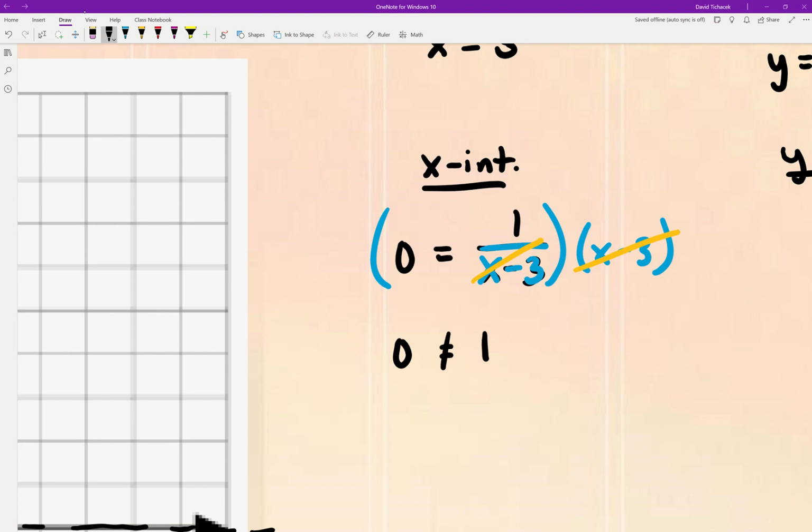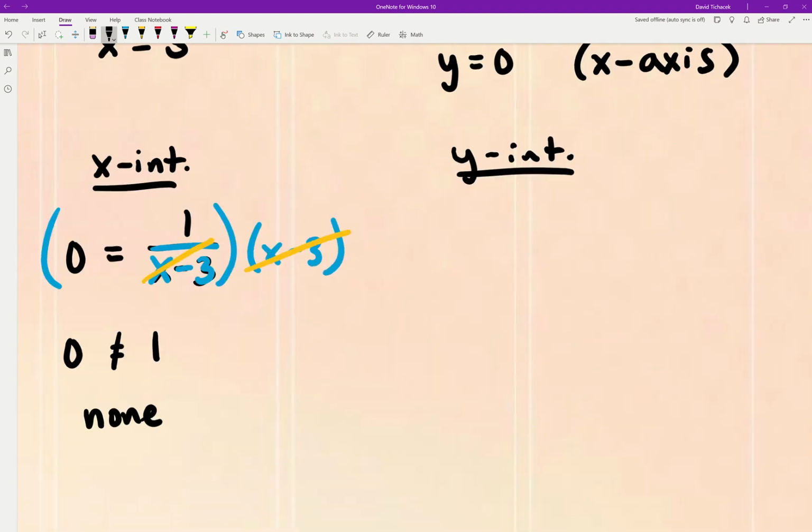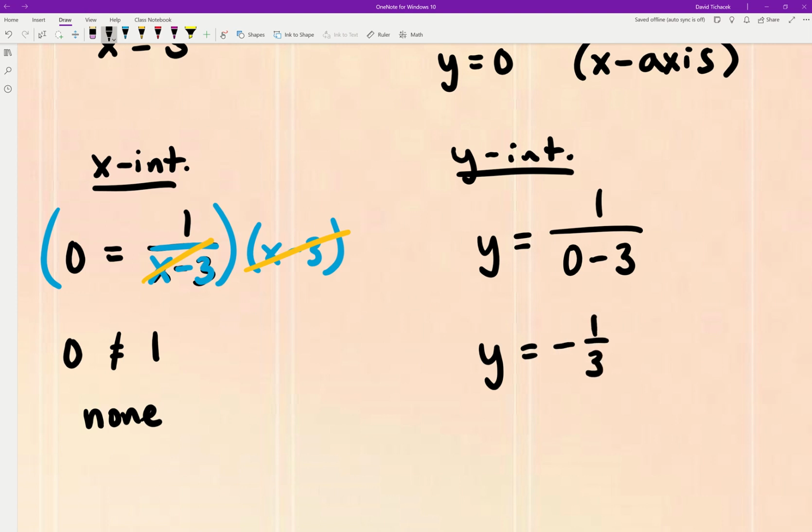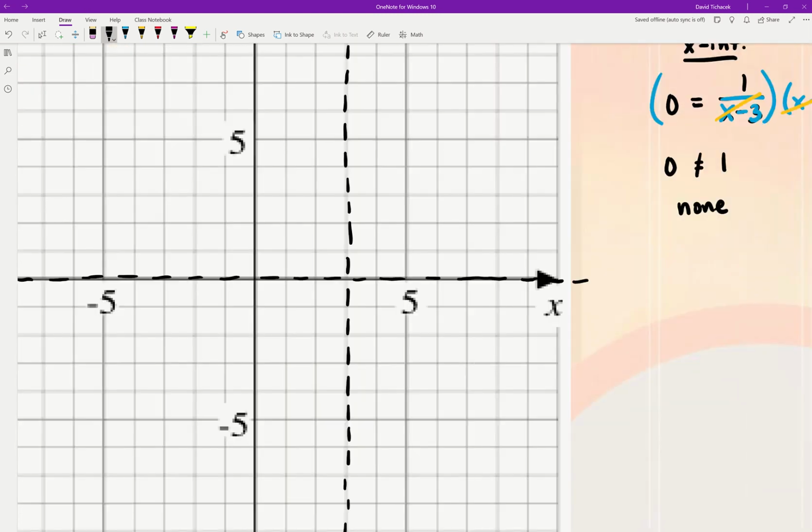So what this means is that we'll conclude we don't have any x-intercepts in this function. For y-intercepts, however, we're just going to go ahead and substitute in 0 for x and then solve for y. So we'll have 1 over 0 minus 3, and then we'll solve that for y. Of course, we are going to be getting y is equal to negative 1/3, and that is going to correspond to the following point. It'll be (0, negative 1/3). That will be our y-intercept point to plot, okay?